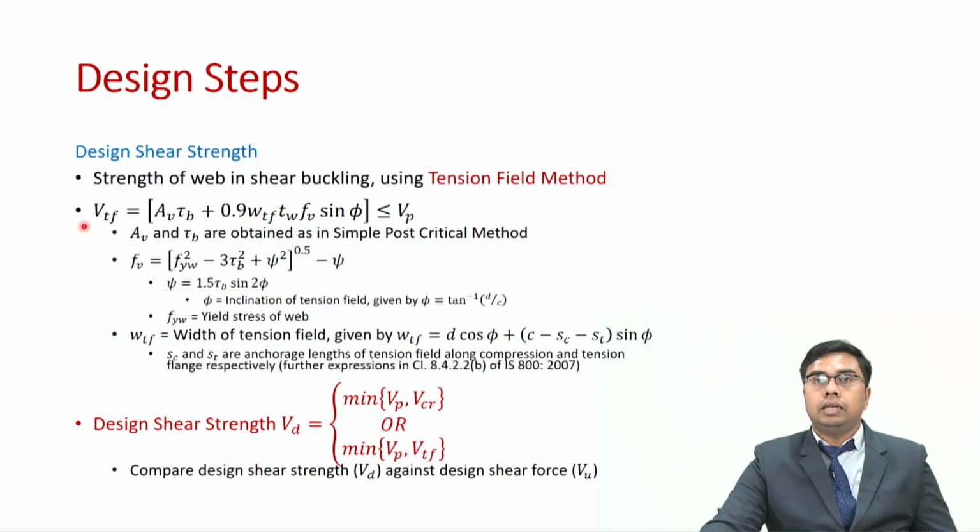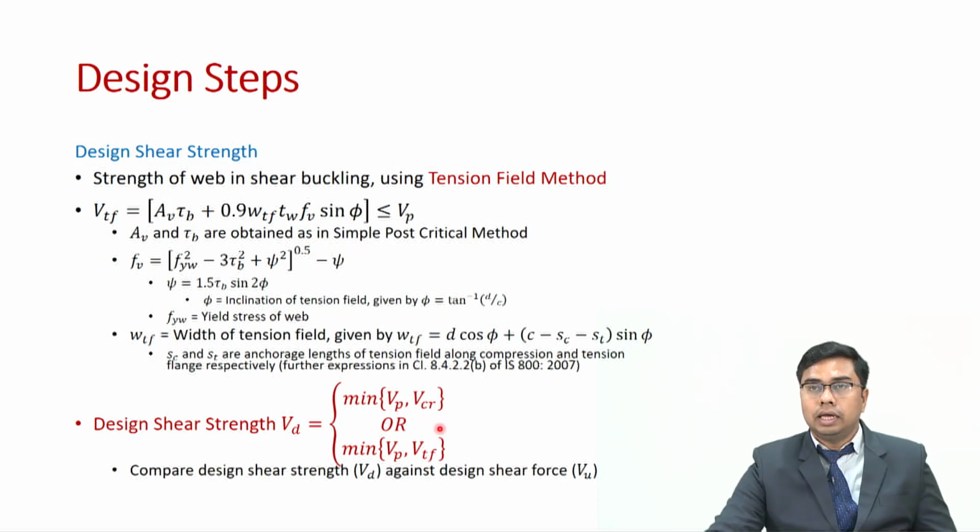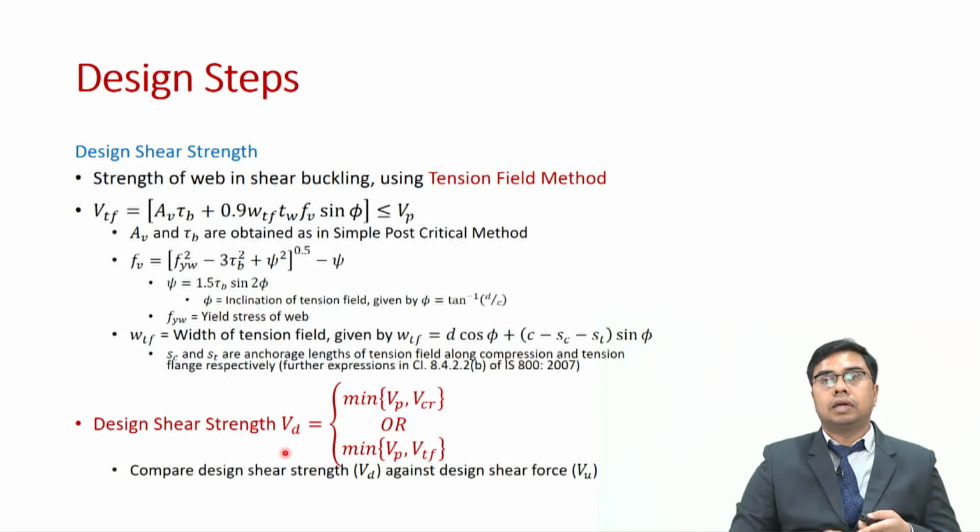Then after finding the strength of web in shear buckling using either the simple post critical method as VCR or the tension field method as VTF, we shall find out whether it is lesser than Vp or higher than Vp. The lesser of the two, that is the minimum of Vp and VCR, or if you have implemented the tension field method, then the minimum of Vp and VTF shall be considered to be the design shear strength, which has to be compared to the design shear force.